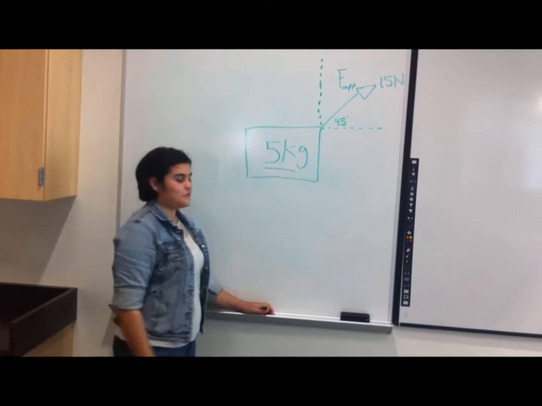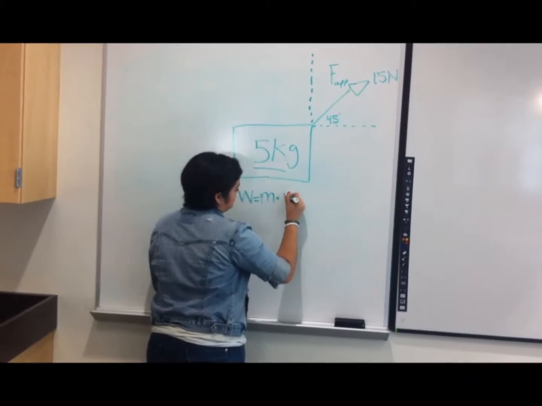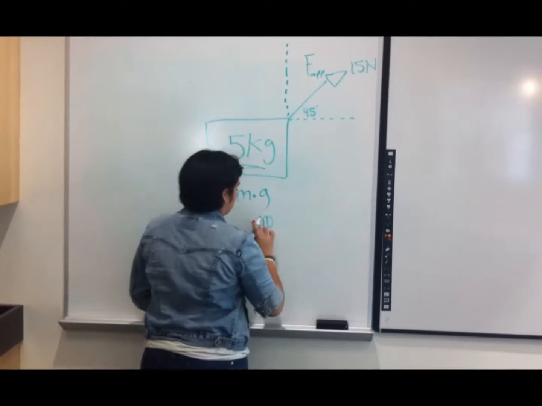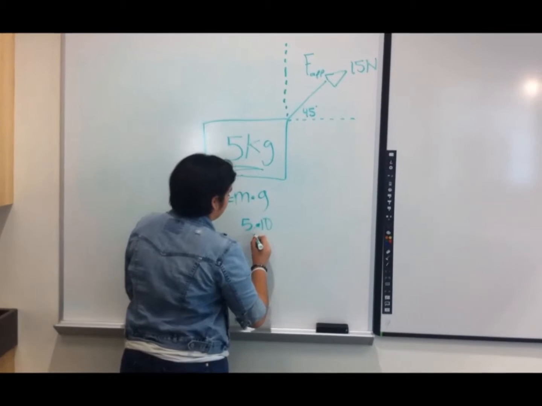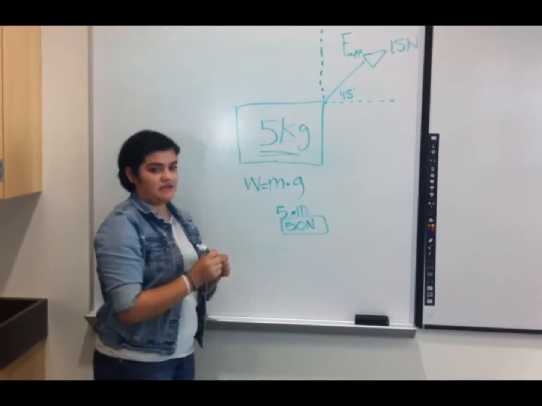Today I'm going to show you how to find weight. The formula for weight is equal to mass times gravity. Your gravity is 10, your mass is 5. 5 times 10 equals 50, and that's newtons. And this is how you find weight.